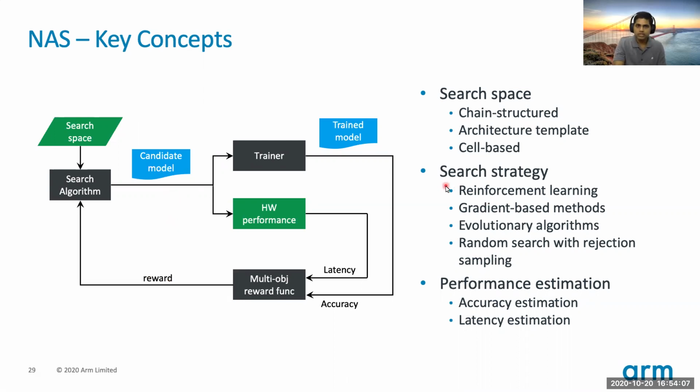So typically, the strategies involve reinforcement learning, gradient-based methods, also called differentiable neural architecture search, or even random search with rejection sampling works reasonably well. And for performance estimation, some researchers have tried, instead of fully training a model or running the model through a performance model, using estimators for the accuracy or latency to make the search much faster at the cost of some error in the estimation.